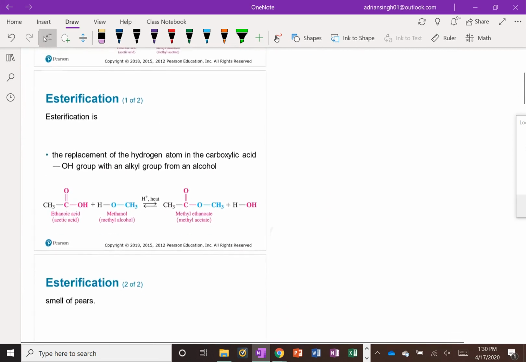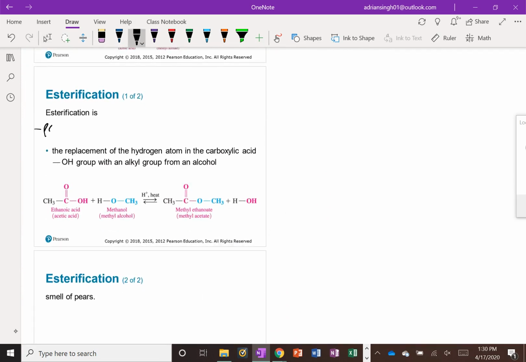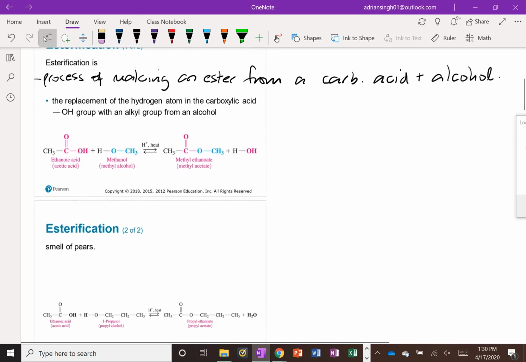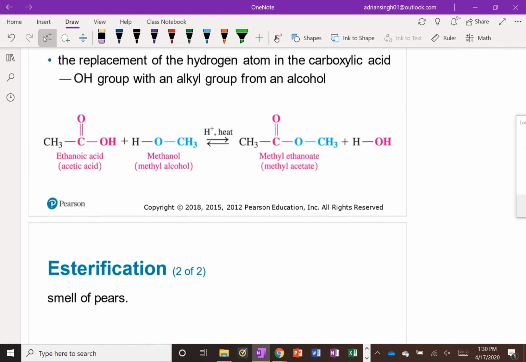And esterification, like we said, is the process of making an ester from a carboxylic acid and an alcohol. All right, so for example, if you take a look at how that process can happen, you will see, first of all, we have our acid over here, ethanoic acid, and we have our alcohol, which would be our methanol.